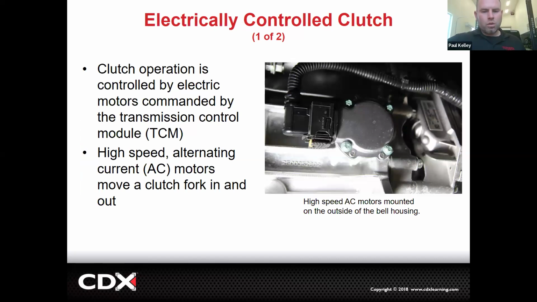Now, electronically controlled. This is a high-speed AC motor, and it's literally going to move the clutch inside the bell housing. It gets a connector right here. This harness goes back to an ECM, and the ECM will control it. Sometimes they have to have some sort of inverter or a converter, and that is not on a true manual. That's going to be on a dual clutch.